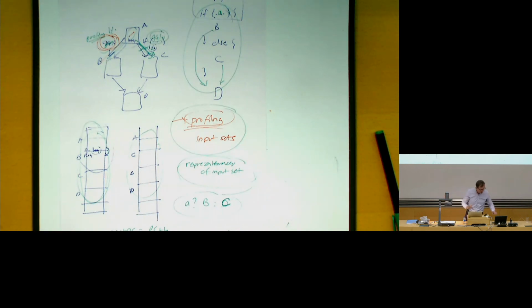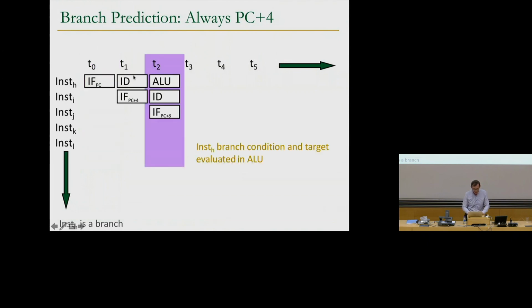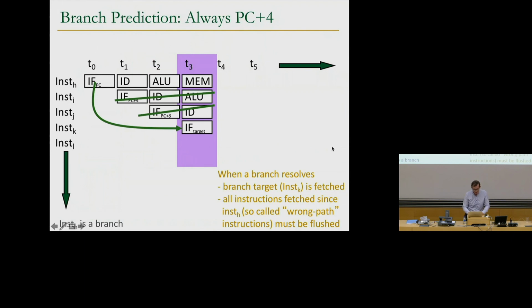But let's assume we're doing branch prediction, which is the common method. Predicate execution is employed in some processors, but not a lot today. ARM used to have a lot of predicate execution. For example, they got rid of it for good reason, but maybe they don't need to get rid of everything. So if you assume that instruction H is a branch over here, the condition and target are evaluated in the ALU stage. It takes 3 cycles to finish the branch, right? And when a branch resolves, you fetch the instructions from the right target, and the instructions fetched since instruction H need to be flushed.